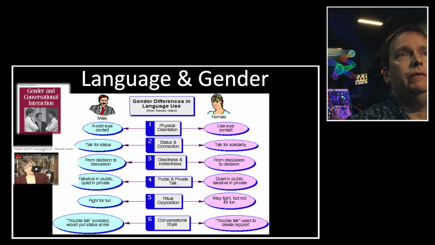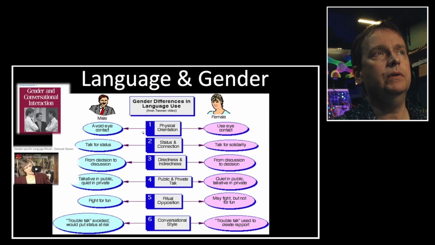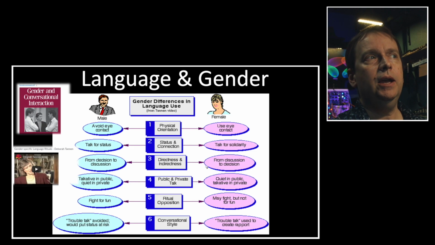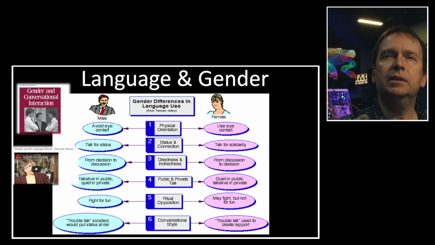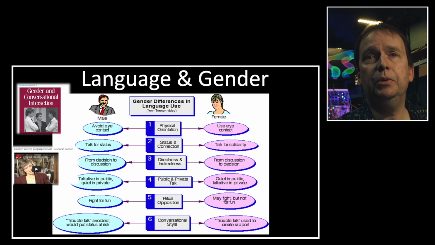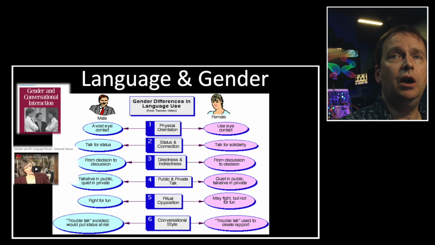So the idea of females using more eye contact versus males using less eye contact, men being talkative in public and quiet in private, and so forth, fighting for fun, not fighting for fun. As you watch this video, you can just get a sense of whether or not you think this is true or not. There are a lot of examples of language and gender I think we should talk about in everyday life.